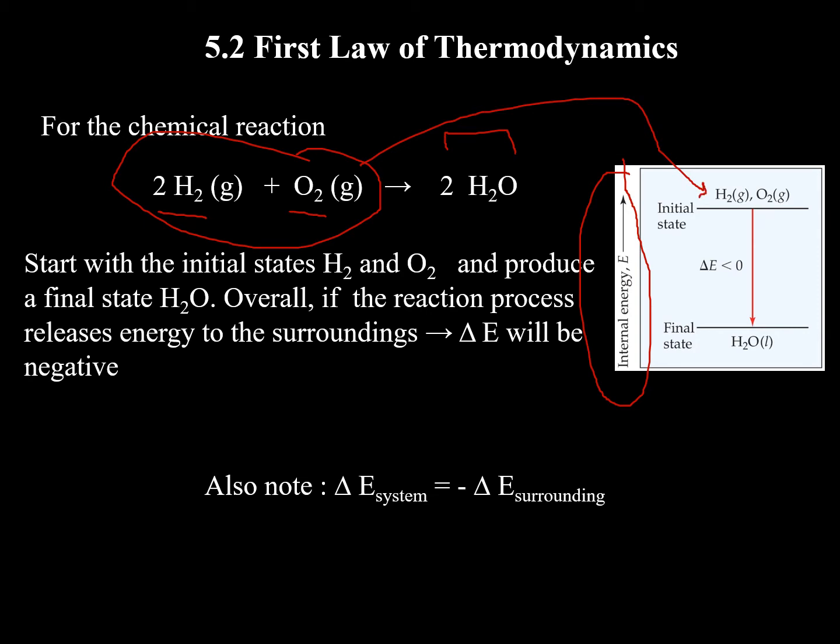And if we were to make water, the net result is the energy will be lower for water than the initial reactants, meaning this would be a loss of energy to the surroundings, and the delta E would be negative. Based on the first law of thermodynamics, if the system lost energy, the surroundings would have to absorb the energy. So let's say for this reaction to make water, it gives off energy. The surroundings would have to absorb that energy.